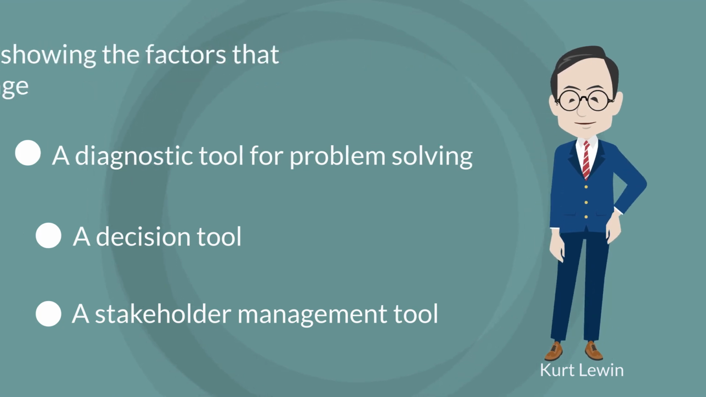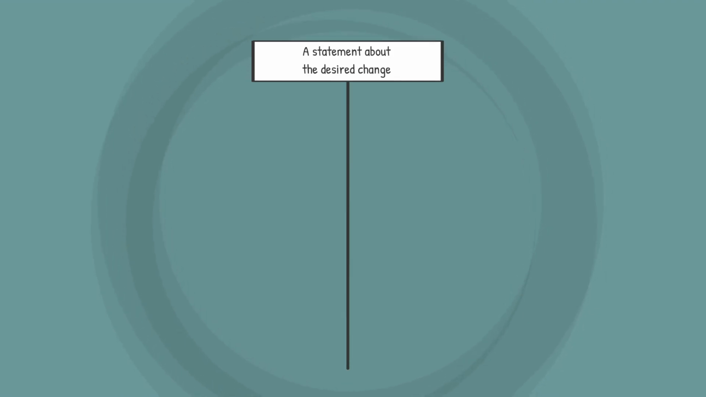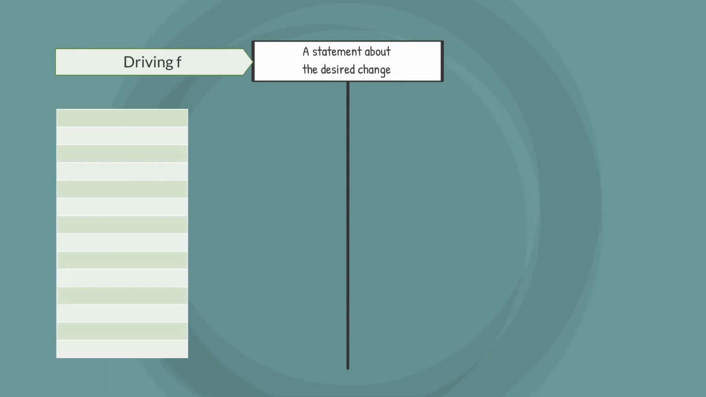Let's take a look. The top middle of the page is where you write down a short statement that defines the change that will be the focus of the analysis. On the left-hand side of the page, you list the forces or factors that are driving the change, those things that will encourage or support you in making the change happen.